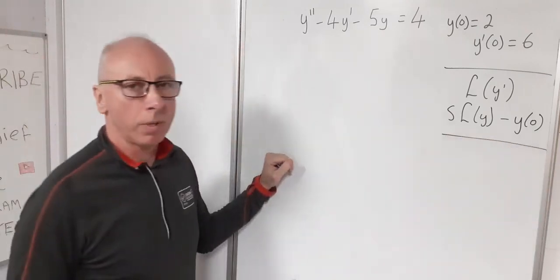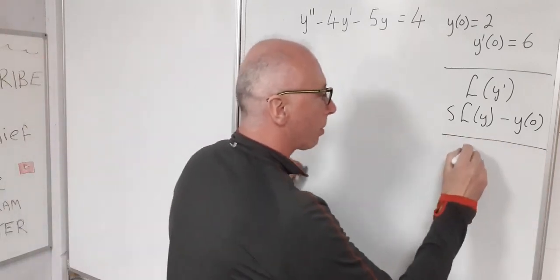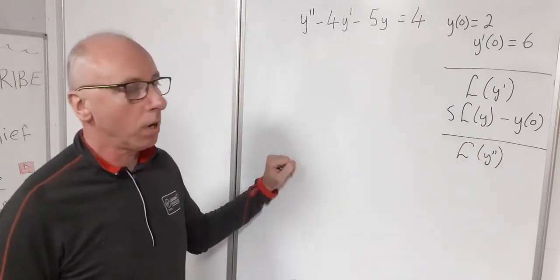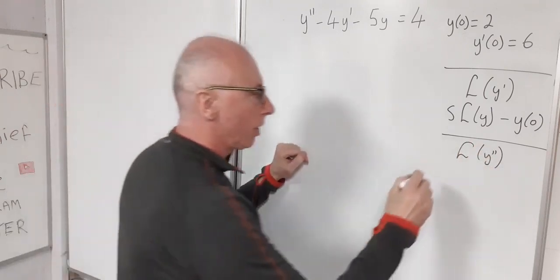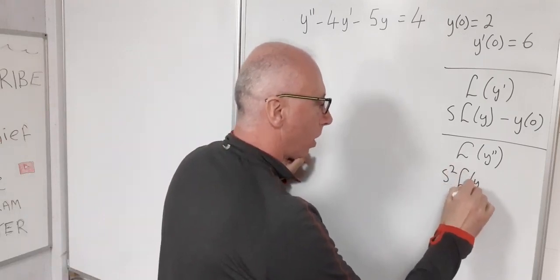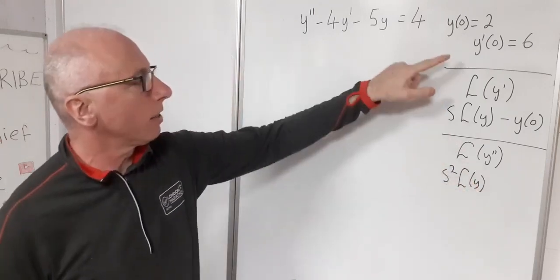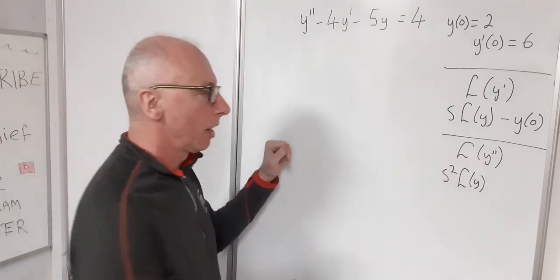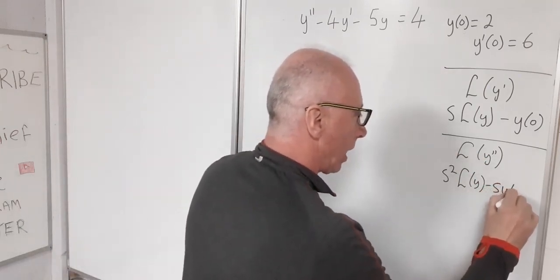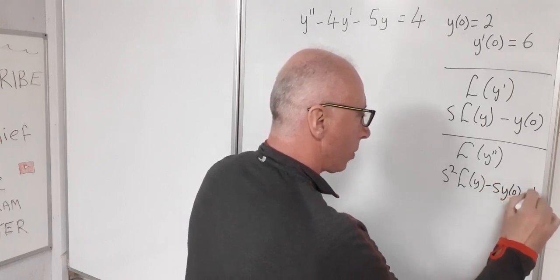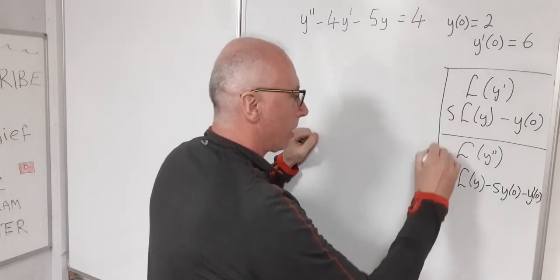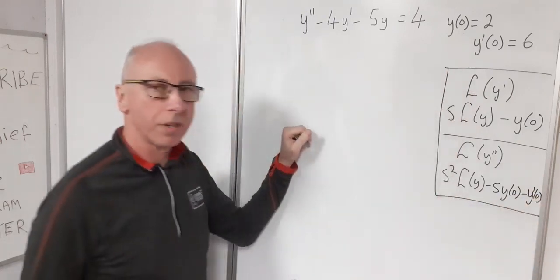Now the next one is the Laplace transform of the second derivative. This one is a slightly extended version of the previous one. That gives us s squared times the Laplace of y. That's how we get the second derivative out of the Laplace transform. And then from that we subtract s times y at 0 minus the first derivative at 0. Okay, so those are our building blocks for now.